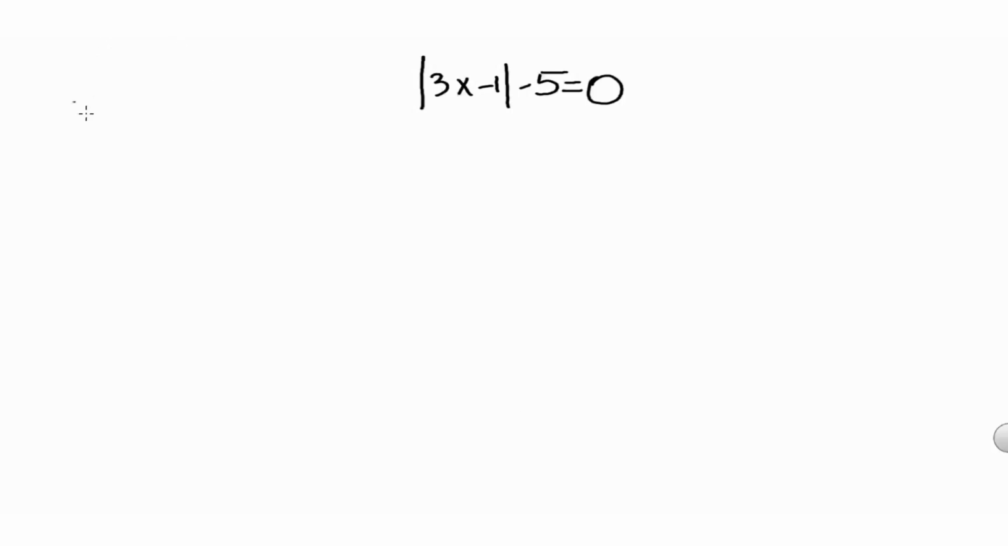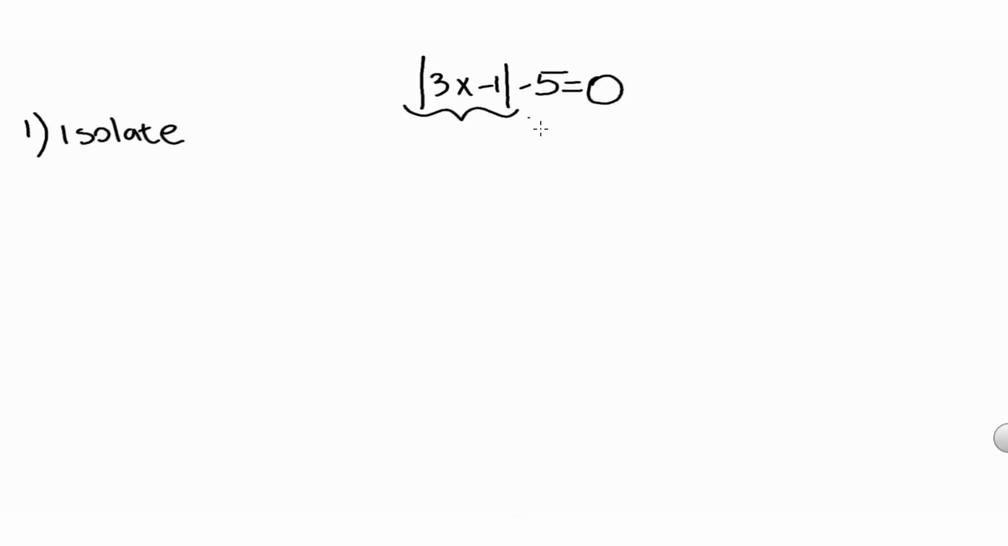There are three important steps that you need to know when you're solving an absolute value equation. The first of these is that you want to isolate your absolute value term on one side of the equation. So in this case, I have |3x - 1| - 5 = 0. Before I can start solving for this, I have to isolate this term on its own.